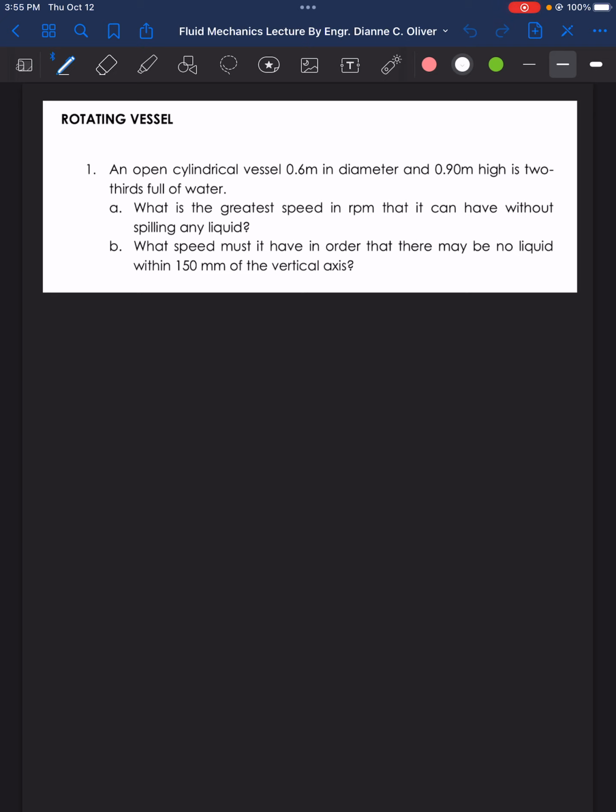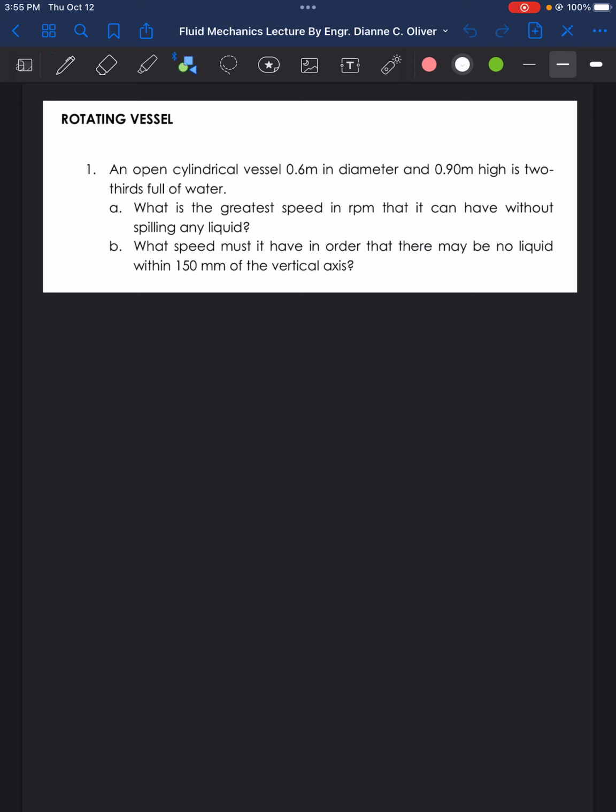What is the greatest speed in RPM that it can have without spilling any liquid? And B, what speed must it have in order that there may be no liquid within 150 mm of the vertical axis? So this is an open cylindrical vessel with 0.6 meter diameter and it's 0.9 meter high.